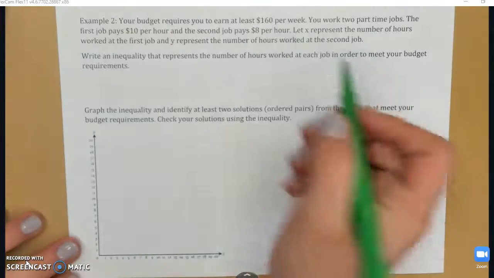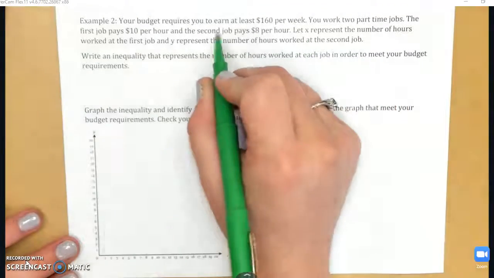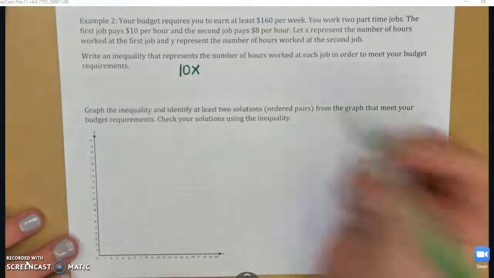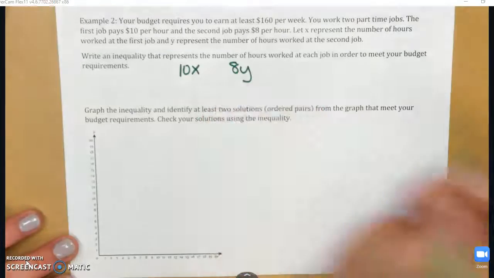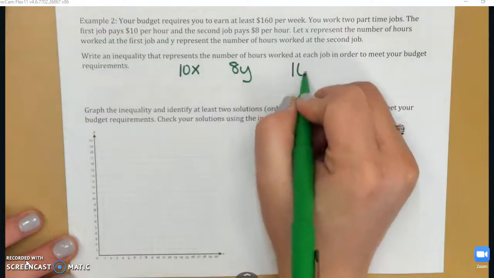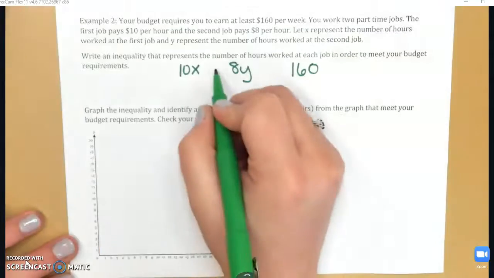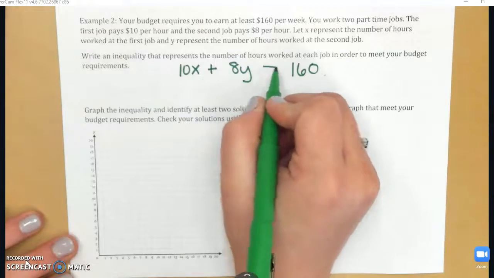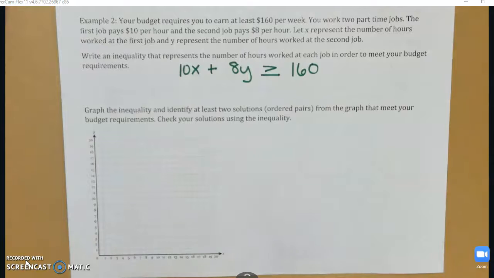If x is the number of hours I work at my first job and I'm making $10 an hour, and y is the number of hours I'm working at my second job and I make $8 an hour, and I need at least $160 each week, that means the sum of those two jobs needs to be greater than or equal to 160. If I'm making more than 160, great, but I cannot make less than that, otherwise my budget is going to be off. So there's my inequality.